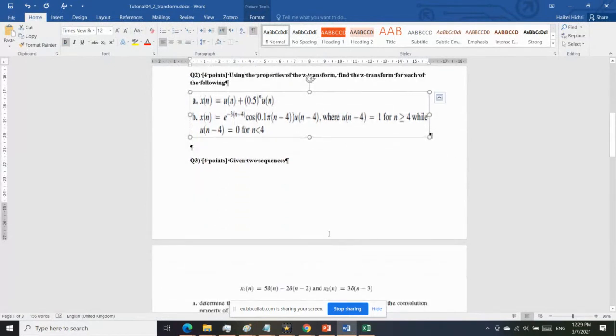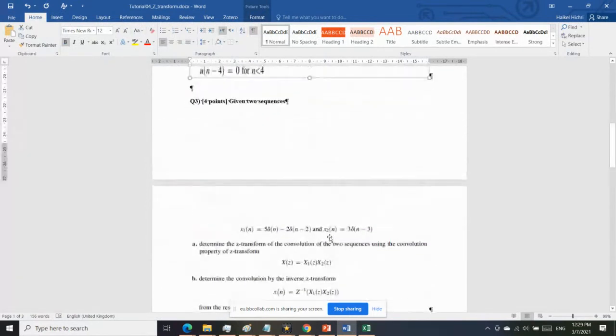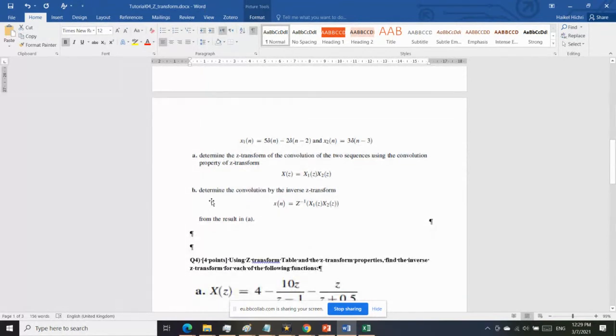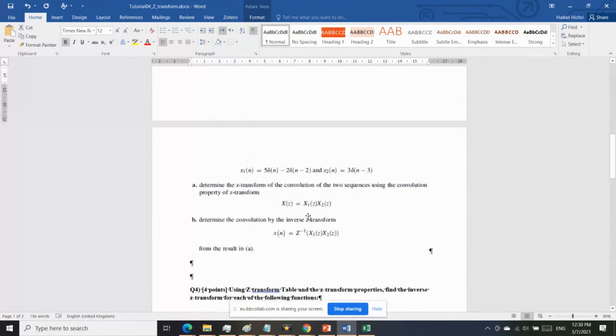This first one here is very easy. Given two sequences, x1 and x2, determine the z transform of the convolution of the two sequences using the convolution property of the z transform. Determine the convolution by the inverse z transform. Okay, first we find the z transform of each of them, then we multiply them together.